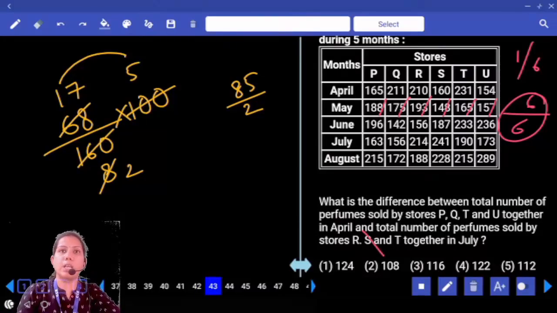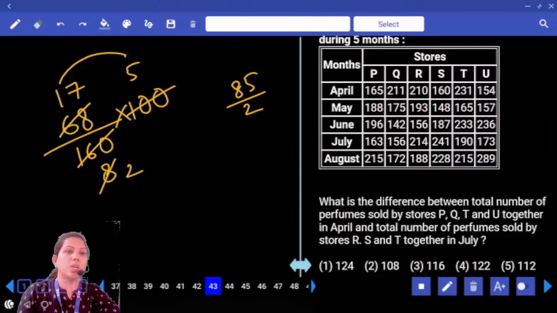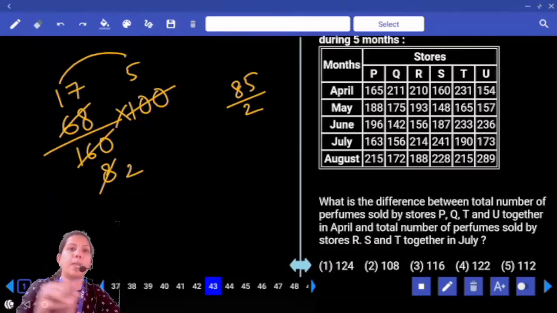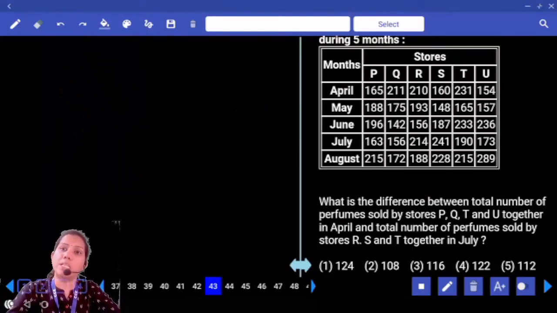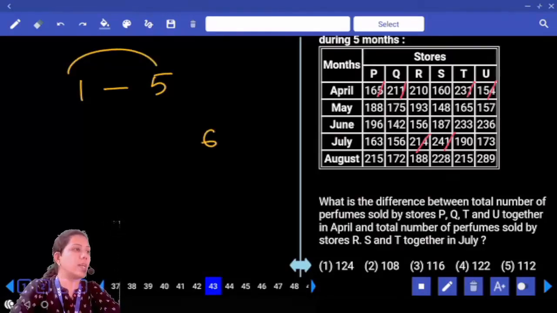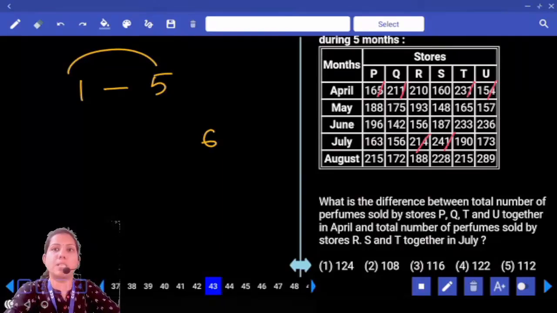Okay, next, question number 43. What is the difference between the total number of perfumes sold by PQTU together in April? PQTU April value. What is April? Unit digit. What is 5 plus 1? 6 plus 4 is equal to? 10, I mean 0. 0 plus 1 is equal to 1. PQTU 4 stores. Okay. 1 minus, and next, RST together in July, that is 4. 4 plus 5 plus 1 is equal to 5. Just subtract. 11 minus 5 is equal to 6. So the answer must end with 6. Only one, third option 116 is the answer.